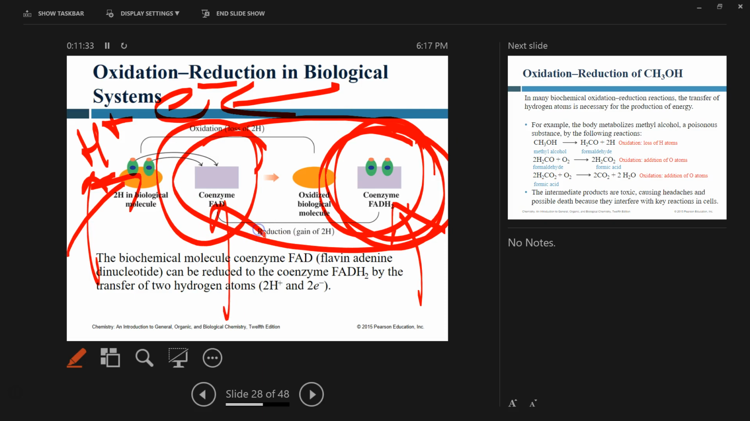FAD is an empty car that doesn't carry any electrons. Does that make sense? FADH2 is a loaded car, the car with the passengers, that carries electrons around and delivers them to wherever they are supposed to go. Does that make sense?